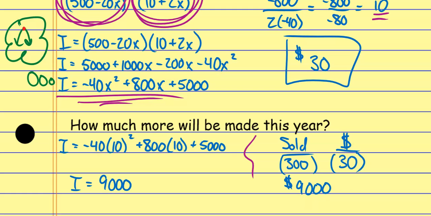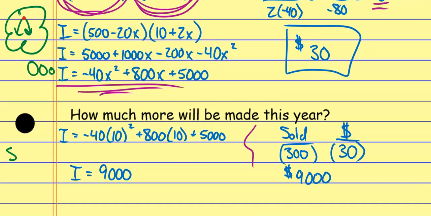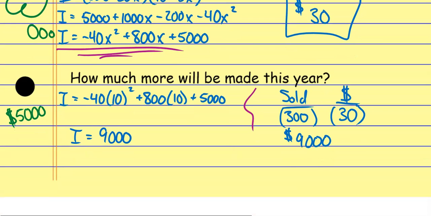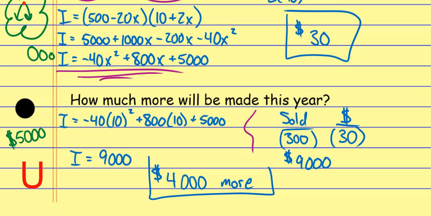But the question didn't say what's the income for this year. It says how much more will you make this year? So I have to go back up here, to this guy. Last year it was 5,000. Let me write it down here. This year it's 9,000. So that's an increase. How much more am I going to make? I'm going to make $4,000 more. And really, what did I have to do in order to make that extra money? I had to do about 5-10 minutes worth of calculations.